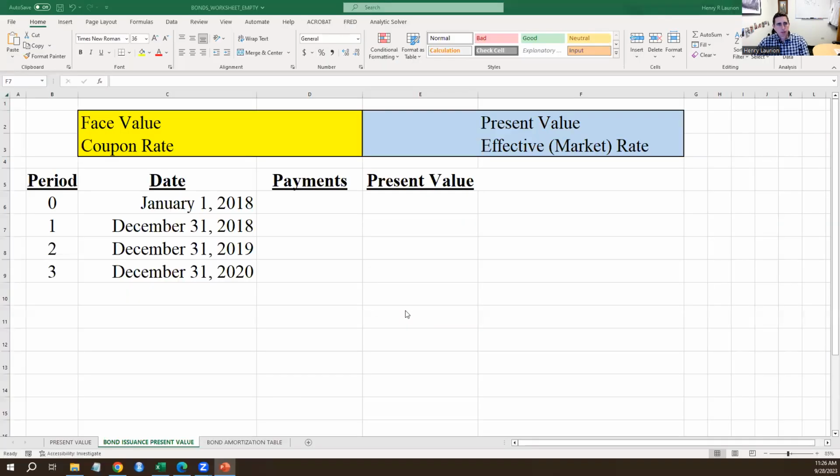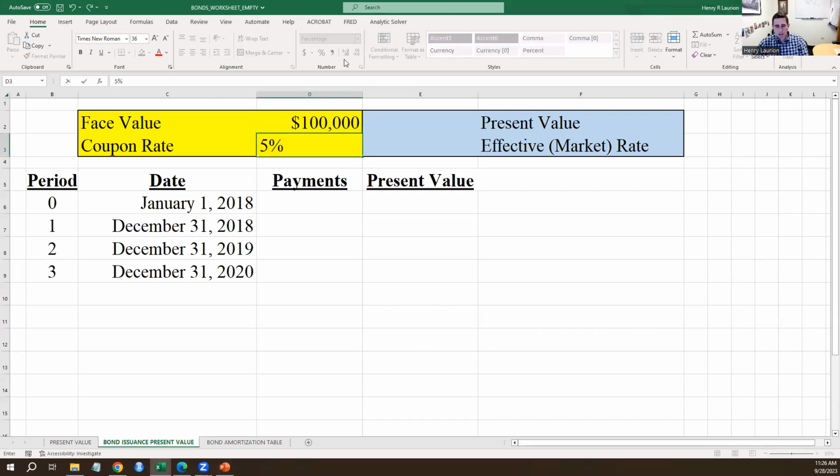So let's go into a spreadsheet. Here we are. What I'll put in this yellow box on the spreadsheet are the details of the contract. There's a $100,000 face value on this contract, and the coupon rate is 5%.